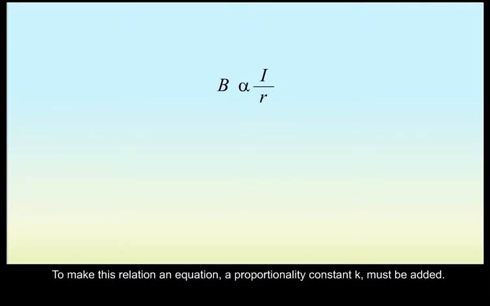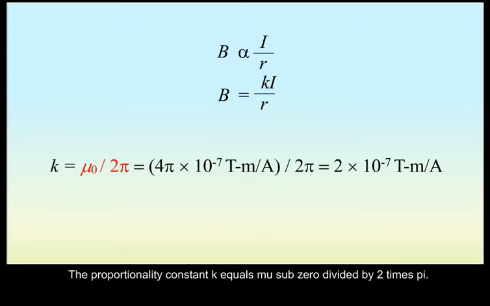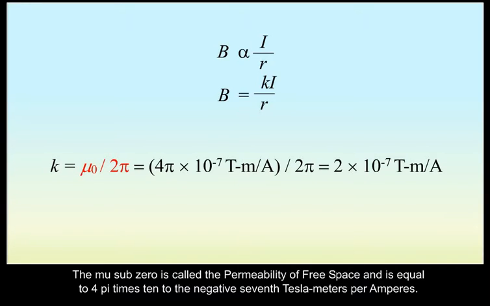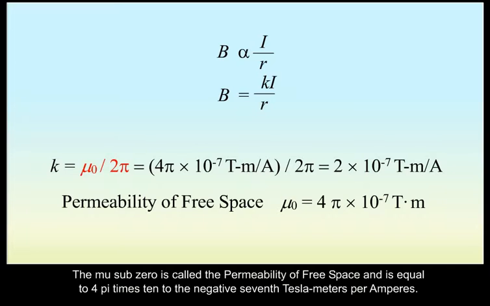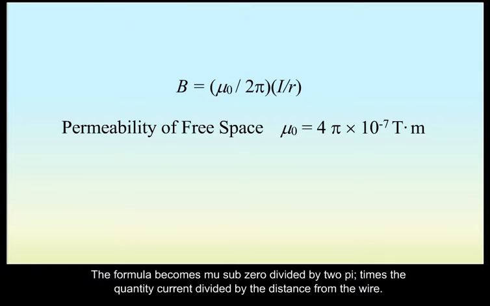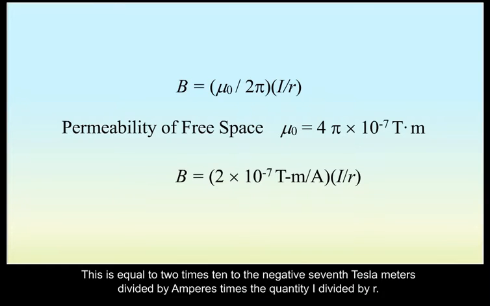To make this relation an equation, a proportionality constant k must be added. The proportionality constant k equals μ₀ divided by 2π. The μ₀ is called the permeability of free space and is equal to 4π times 10⁻⁷ tesla meters per ampere. The formula becomes B = μ₀/2π times the quantity current divided by the distance from the wire. This is equal to 2 times 10⁻⁷ tesla meters per ampere times the quantity I divided by r.